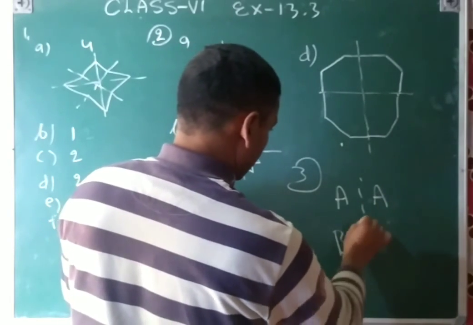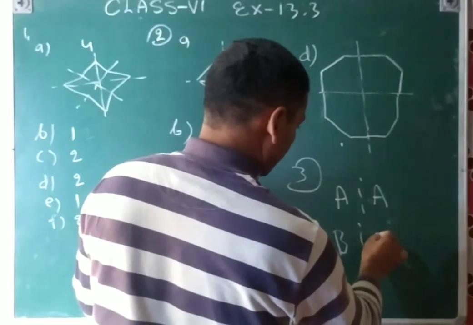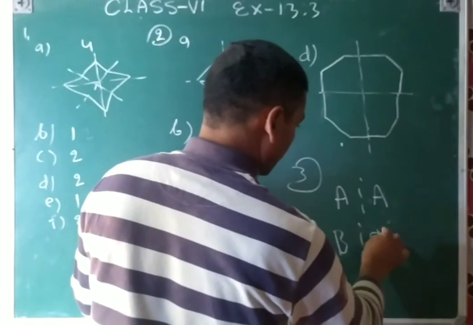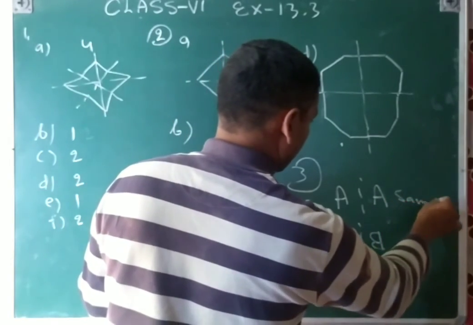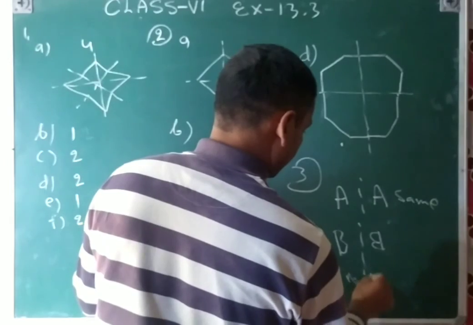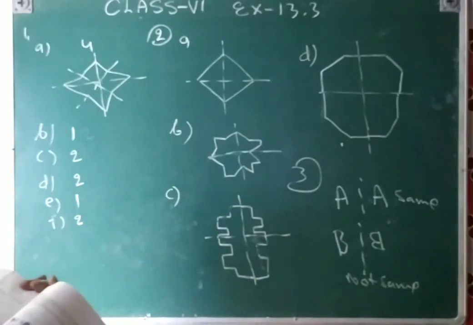B, this is the reflection line, so it will look like this, opposite B. So that will not be the same, it is not a line of symmetry. Similarly you can do O, E, M, the alphabets given there. Okay.